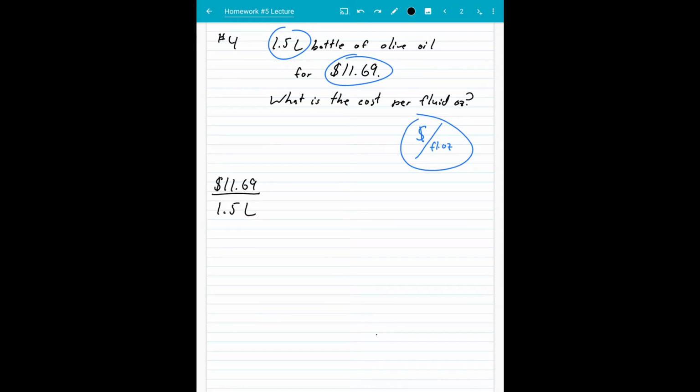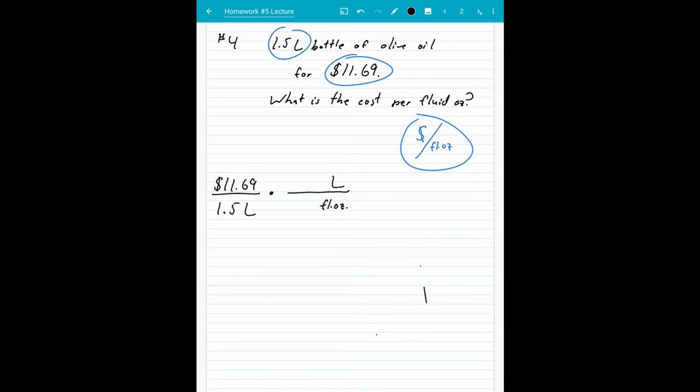We set it up as dollar over volume. And our goal is to get what's in the blue over here. So we currently have the dollar up on top, but the bottom is 1.5 liters. We need to change that to fluid ounces. So somehow we'll have to have liters, so they cross out, and then we'll have to have fluid ounces on the bottom. This is where we break out our conversion chart.